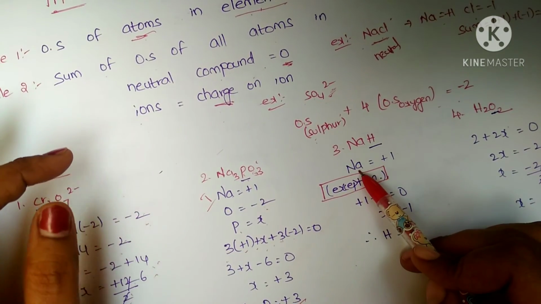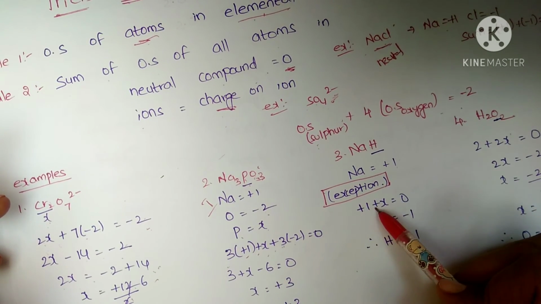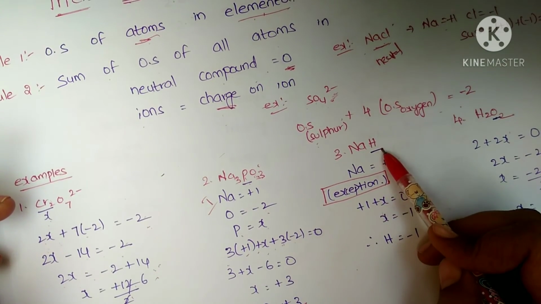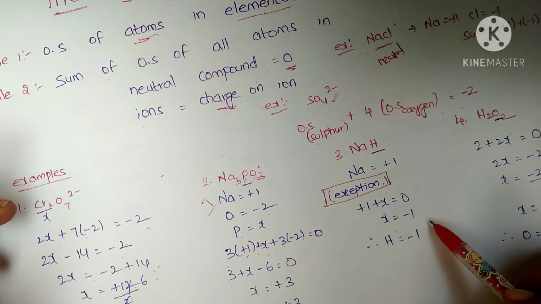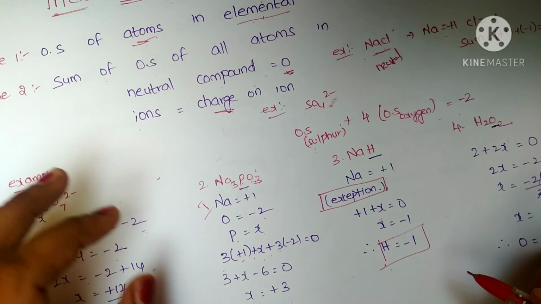Sodium, as it is a first group element, obviously the charge will be +1. So +1 plus hydrogen, which we want to find, let it be X. So X equals -1, that means the hydrogen charge will be -1.